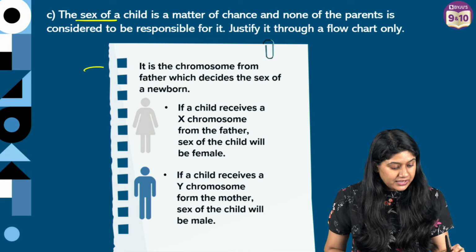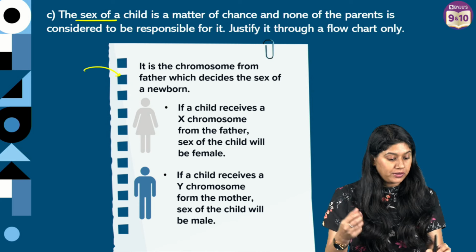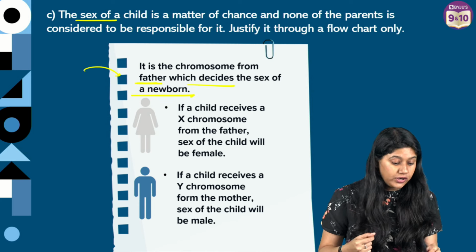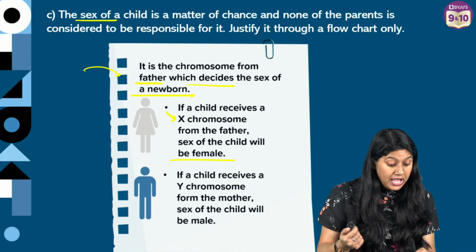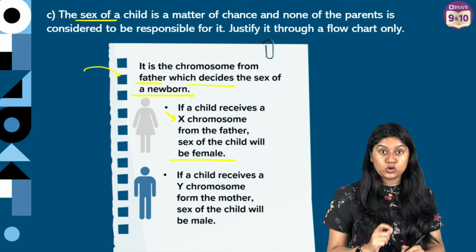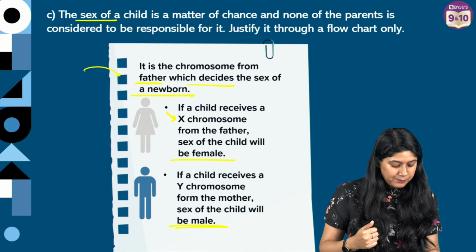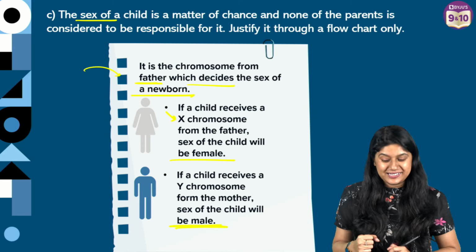So we can write an answer that it is the chromosome from the father which decides the sex of a newborn. If a child receives the X chromosome from the father, it's a female, and if a child receives the Y chromosome from the father, it will be a male. So based upon that, we can write the answer.